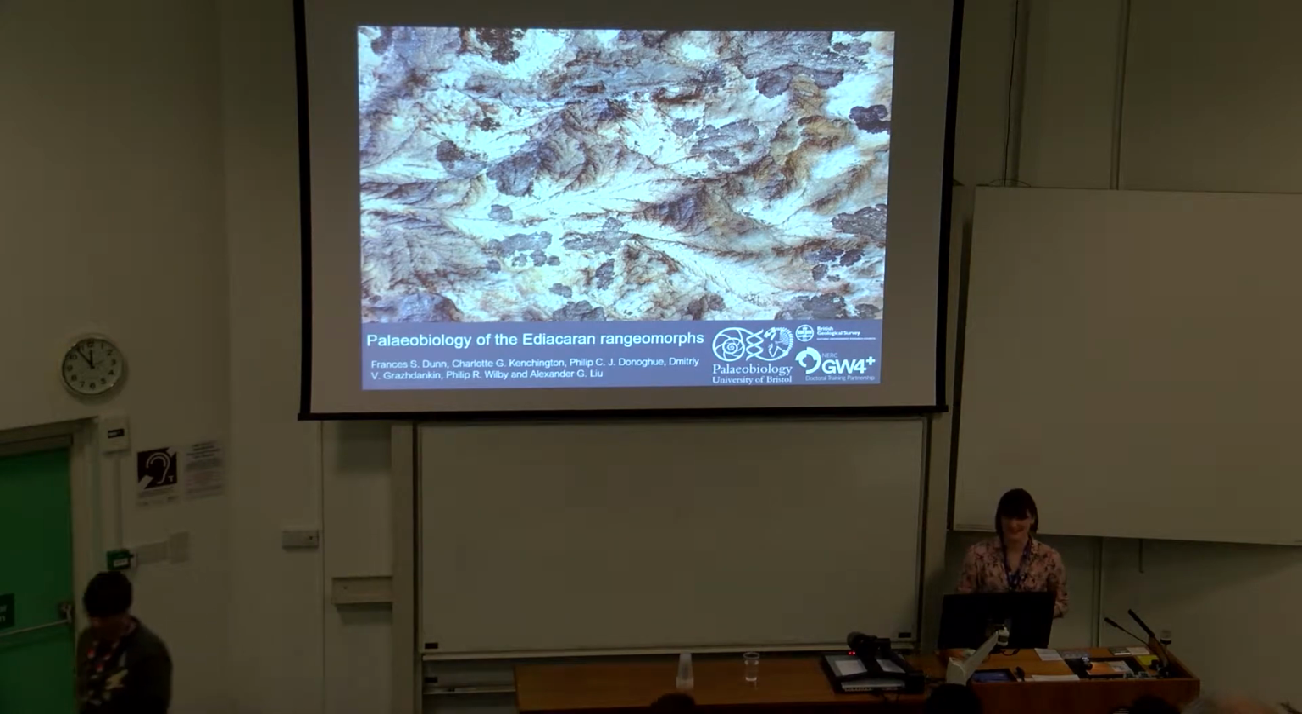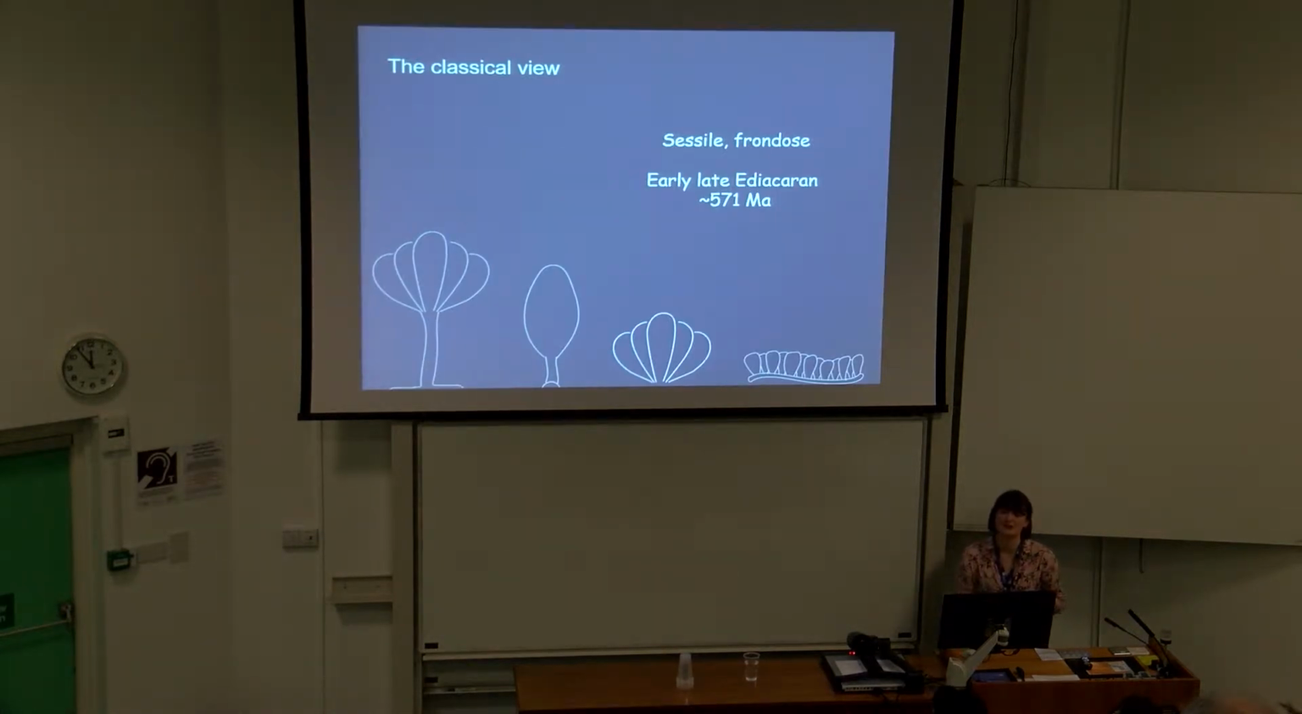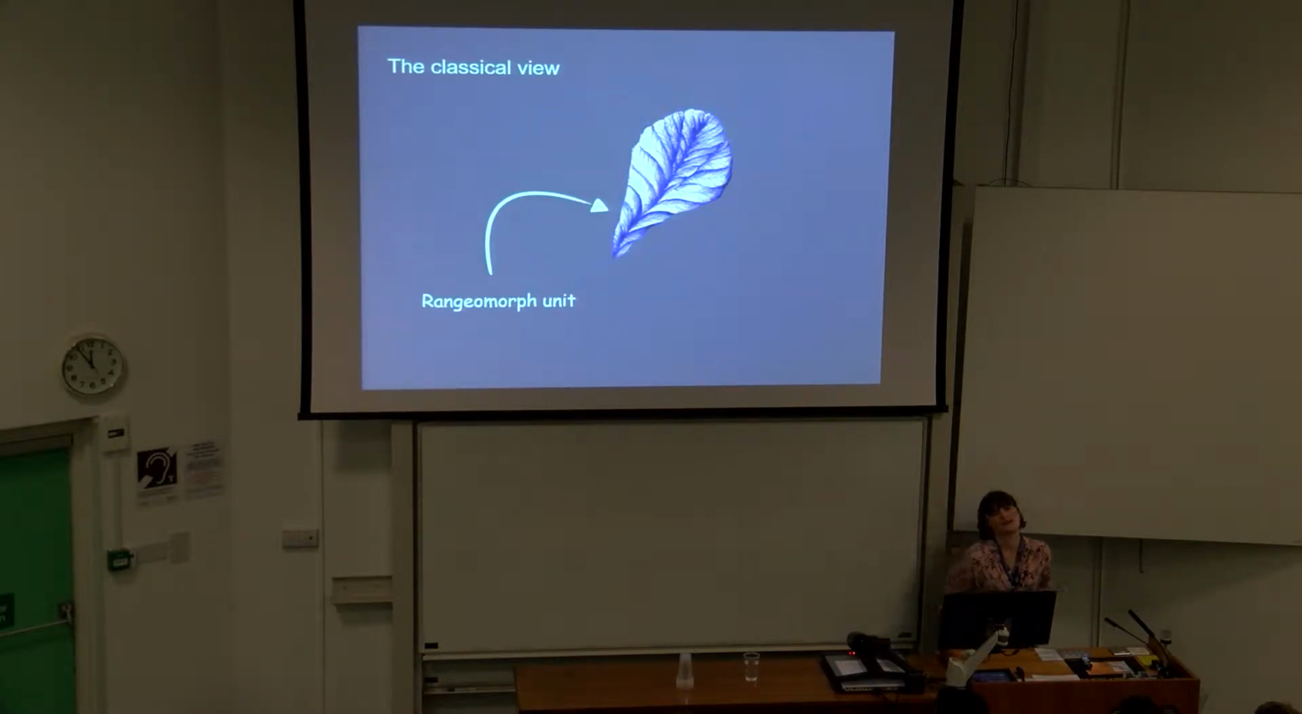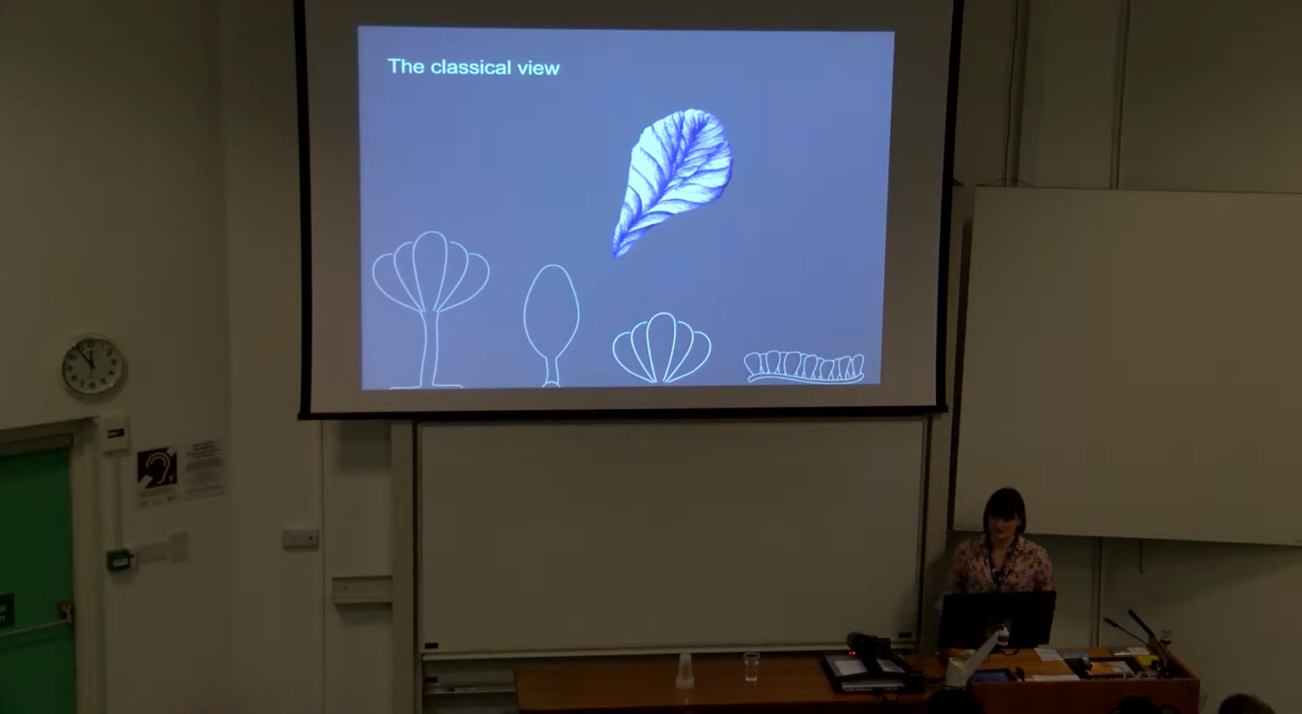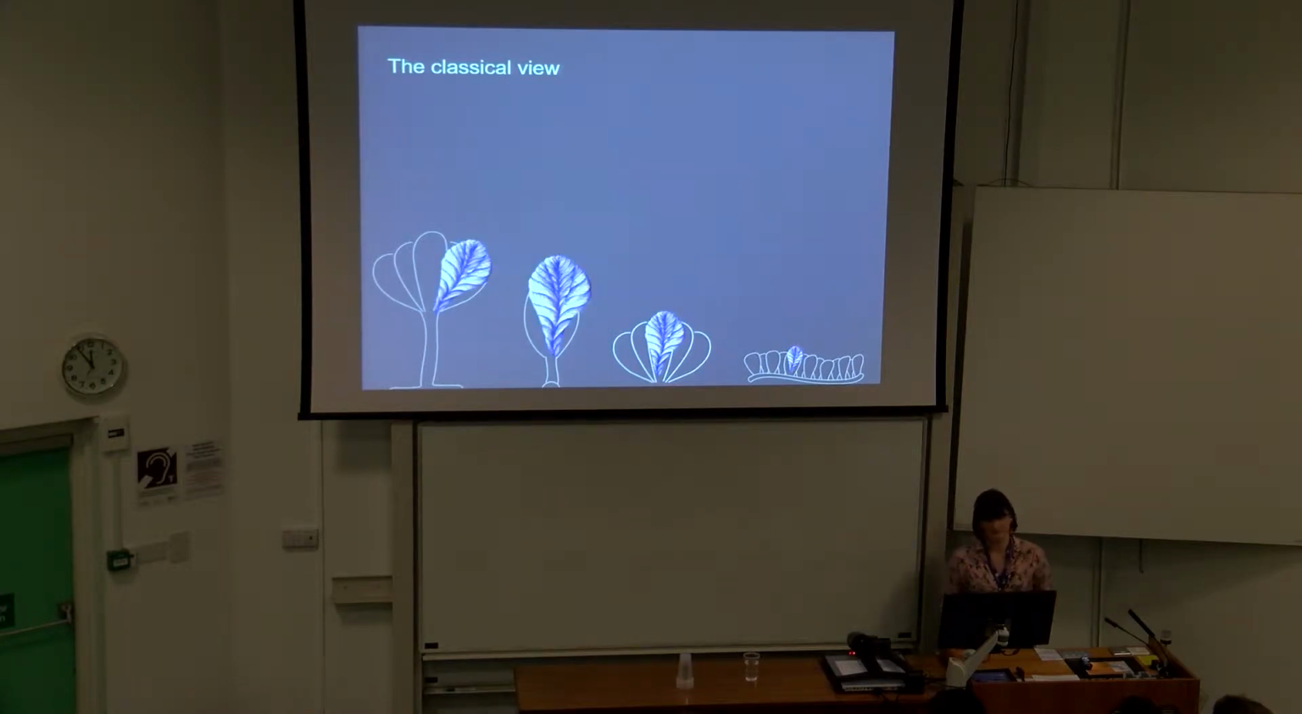Hi, so today I'm going to be talking to you about rangeomorphs. Rangeomorphs are a group of sessile, frondose organisms that dominate the early late Ediacaran deposits around 571 million years ago. And they're characterized by the shared presence of a hierarchical unit of branched architecture termed a rangeomorph unit. And this is present in all known rangeomorphs at different scales.